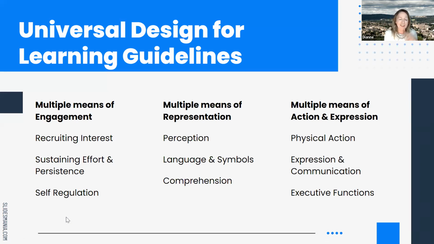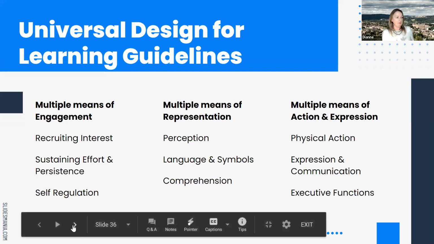So I invite you to go to the website and invest further in it. But these are the different areas. So engagement, we've got recruiting interest, sustaining effort, and self-regulation. Representation, we've got perception, language and symbols, and comprehension, and these are all categories that have got lots of strategies within them. And action and expression, physical action, communication, and our executive functions.